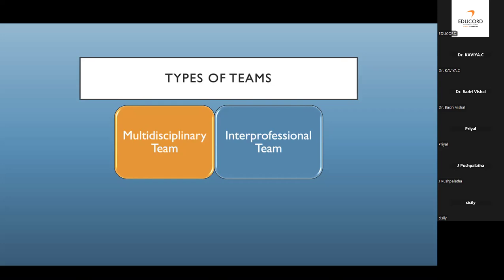When the professions are different, but the outcome which has to be given to the patient is similar, with the help of other professions, it is interprofessional. Is that clear, ma'am? Okay, yes, sir.